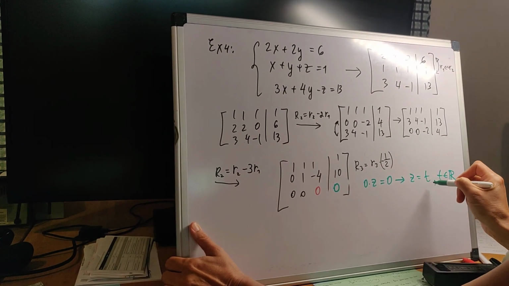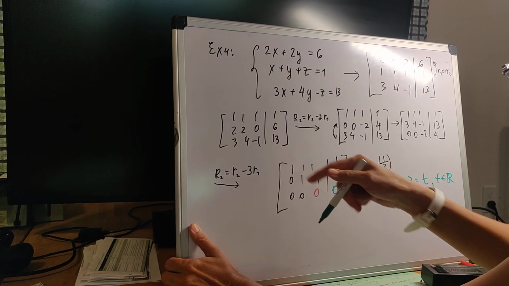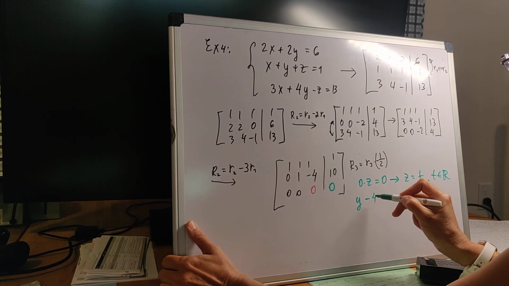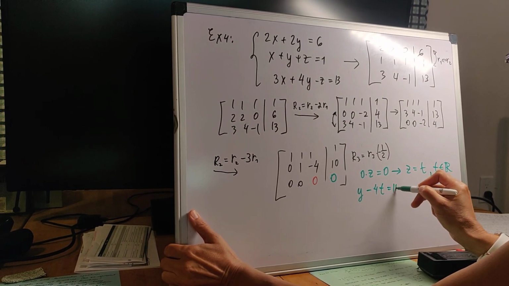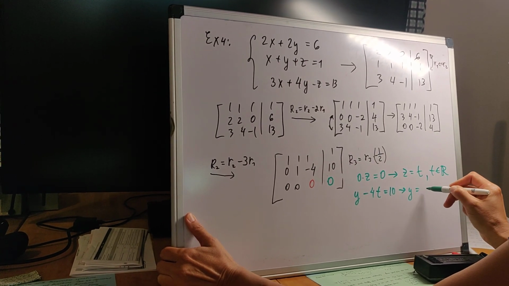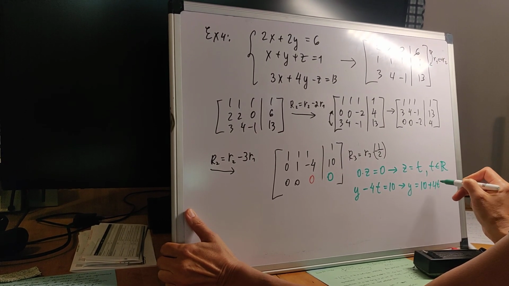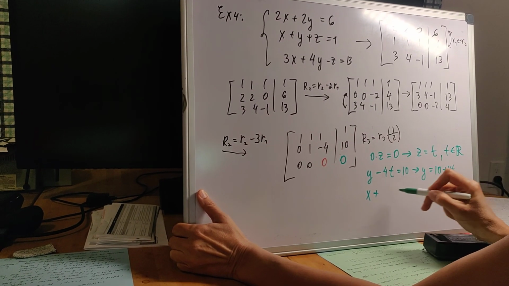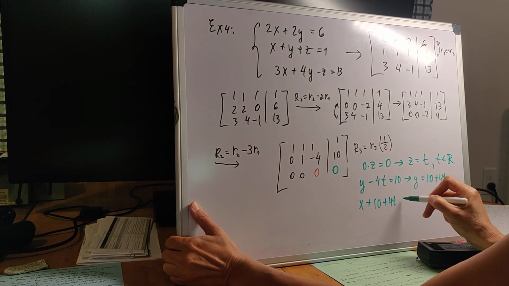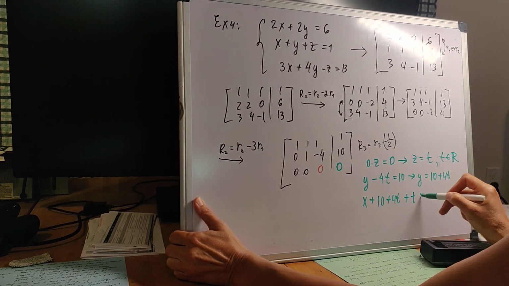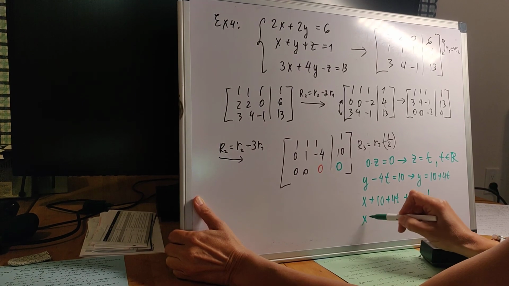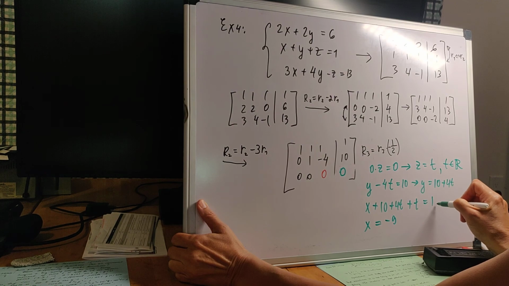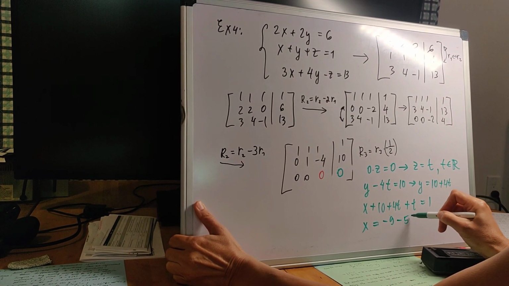Now you can use this z as a number and solve like we were solving before. So you write down the second row, y minus 4, instead of z use t, equals 10, from where you can calculate that y equals 10 plus 4t. And the last one, x plus y, which is already 10 plus 4t, plus z, which is equal to t, equals 1, from where you can say that x is going to be equal to minus 9, if you move this 10 together with 1, minus 5t.